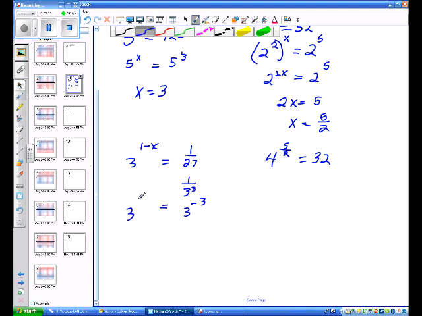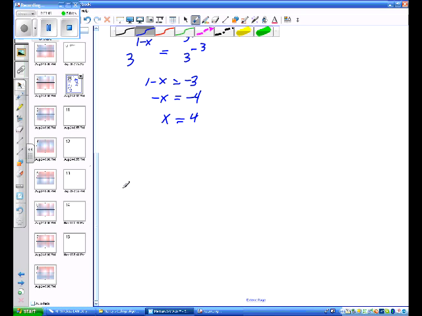Over here, we still have 3 to the 1 minus x. So now our bases are the same, so that means that our exponents equal. And we could subtract 1 and then divide by negative 1, and so we get that x equals 4. So if we raise 3 to the 1 minus 4, 3 to the negative 3 is 1 over 27.